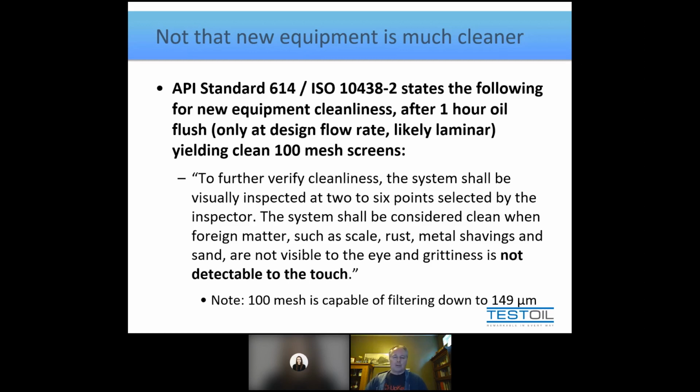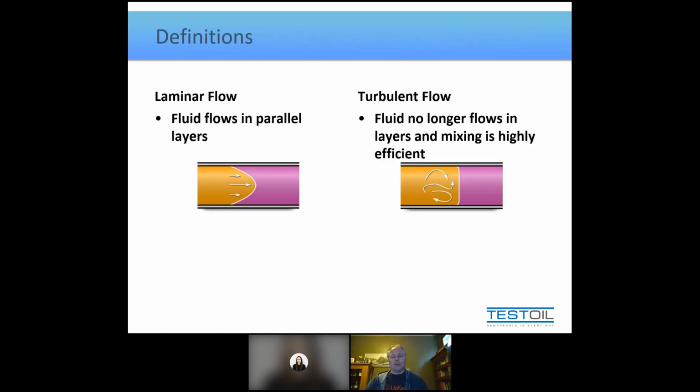So just to hit on that other point, why am I harping about the laminar flow? Because that's one of my biggest concerns. Both the duration and the flow rate of this flush dictate it's not going to work very well. And here's what I'm getting at. When we talk about flow through, in general, piping, we describe the flow using terms like laminar or turbulent.